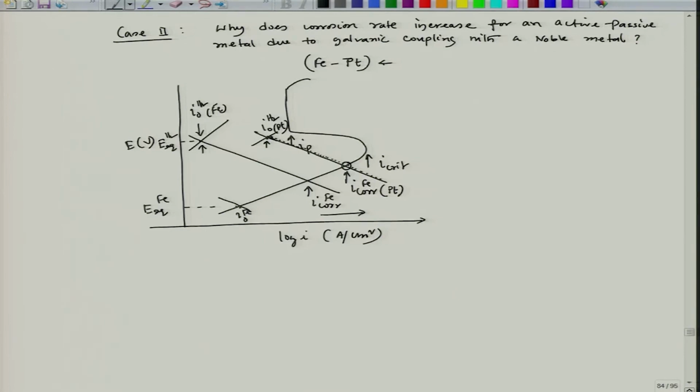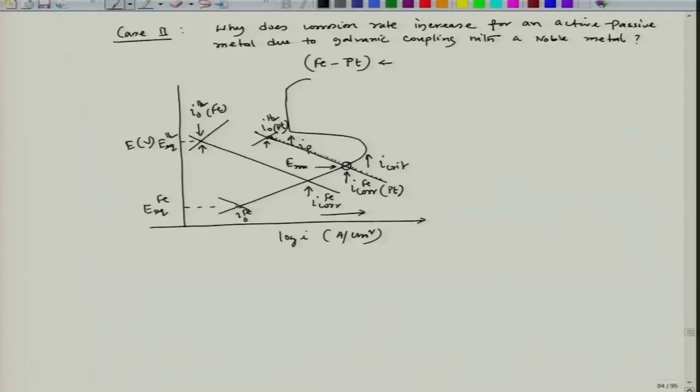Okay. So, that means there could be two possibilities. If the mixed potential lies in the passive zone, then I would be able to reduce the corrosion rate drastically. But if the E mix, because this is the E mix or mixed potential, lies in the active zone, of course, the corrosion rate would increase rather than decrease. So, these are the two situations we have explained.